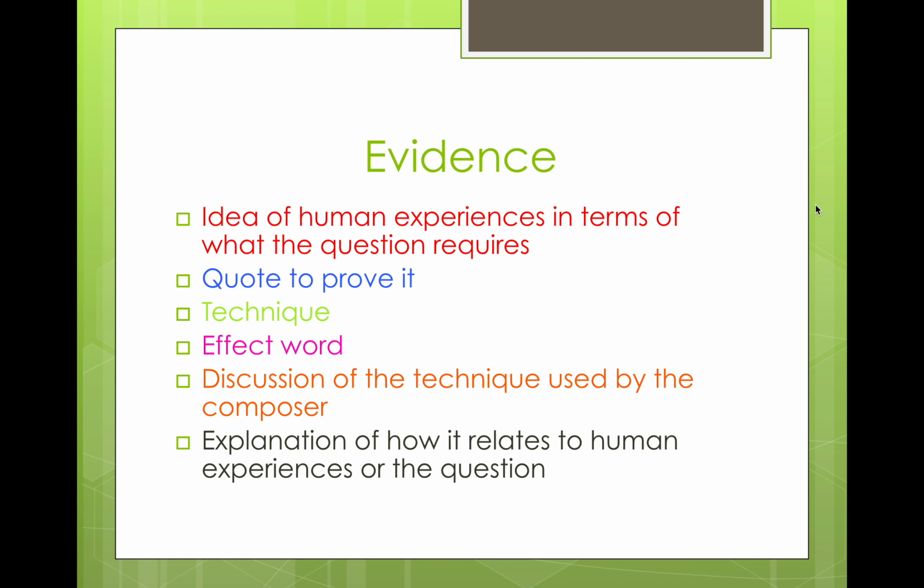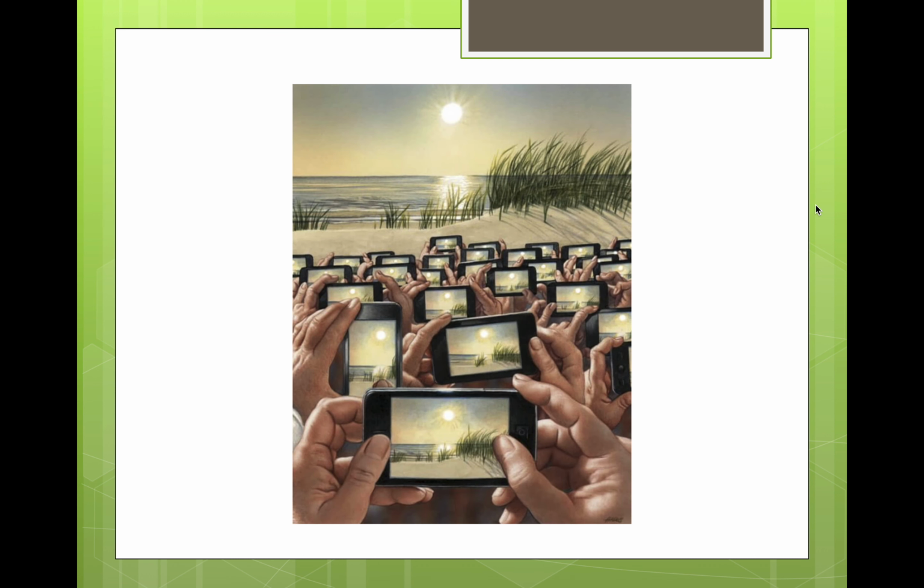Now, when I write this model section, I'm going to mirror those colors. So the red is going to be an idea of human experiences. The evidence is going to be in blue, technique in green, effect in pink, discussion of that effect in red, and then the link back to the question or human experiences in black. So watch for that modeling when you see it. This is the text that I want us to look at.